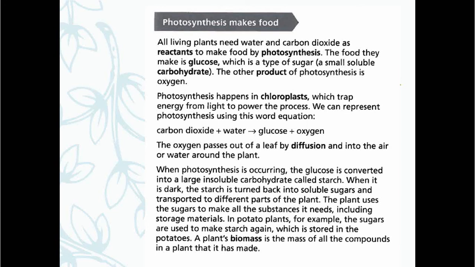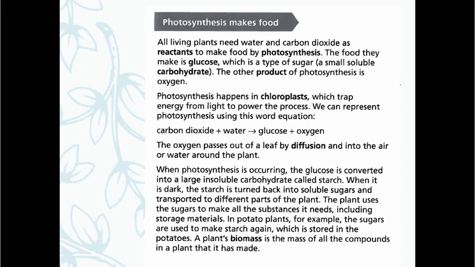For example, if it's a potato plant, then the potato tuber is going to convert the sugar into starch grains and store it inside it. Okay, so once the glucose is made, it is converted to starch, and once it's dark, it's returned back to soluble sugar to be transported, because you cannot transport starch as it's a large carbohydrate, but what is transported is always the small soluble sugars.